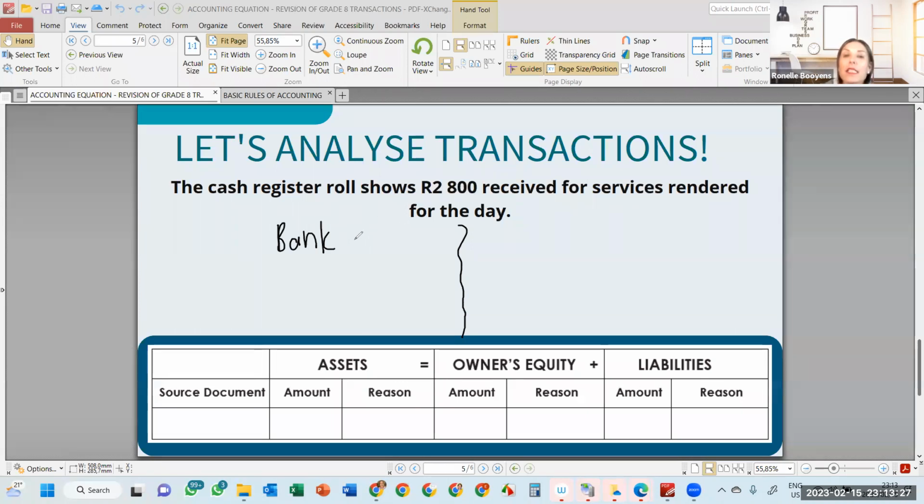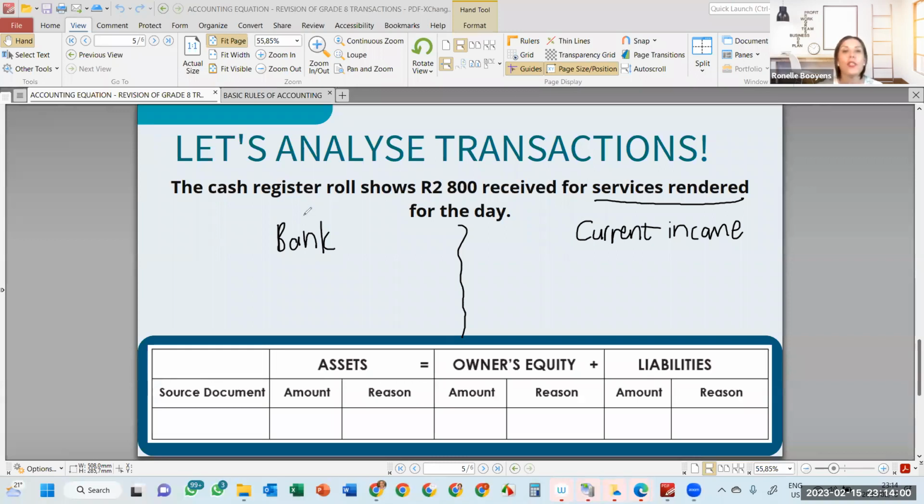Now, why did we receive the money? Why did the business receive that 2,800 Rand? Because our business provided a service, or rendered a service, to our clients. Now, if you go to your accounting equation poster, the name of the account that's linked to services rendered is called current income. So that's income that our business receives on a continuous basis because we have a service business, because we provide a service to our clients.